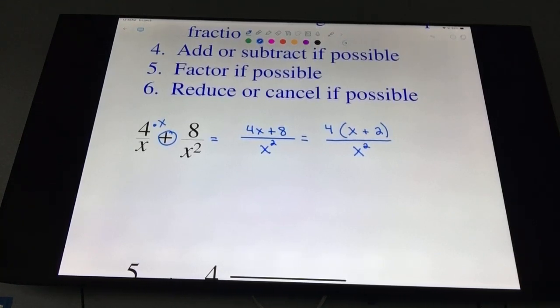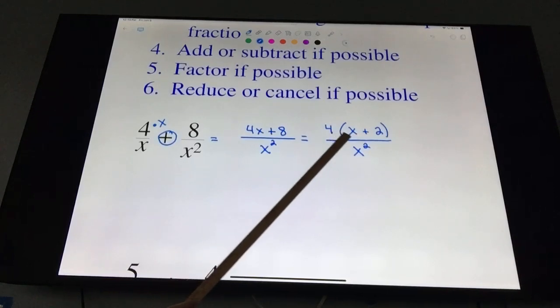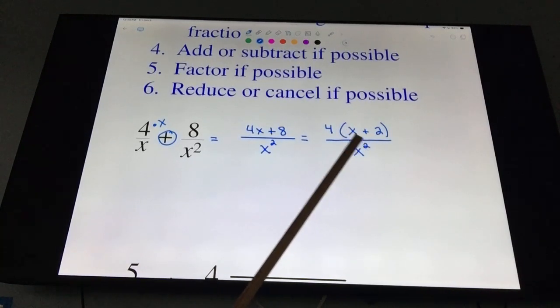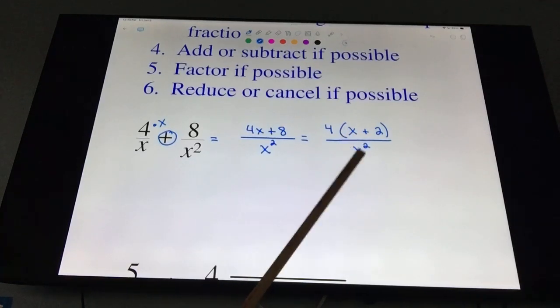And then reduce. This x is part of a group. It's part of x plus 2, which means I can't reduce those x's because that x is stuck with that plus 2. So that's my final answer. I'm done at that point.